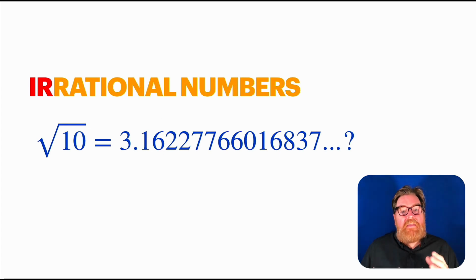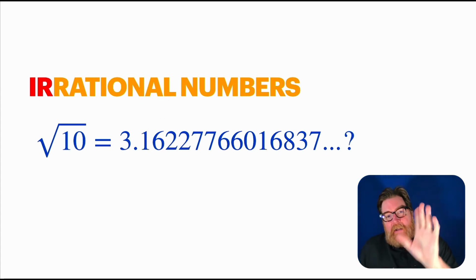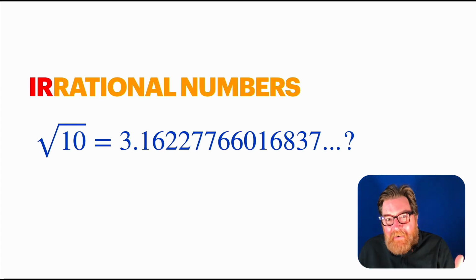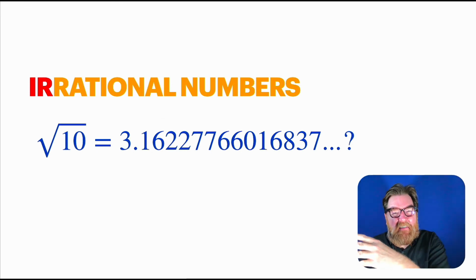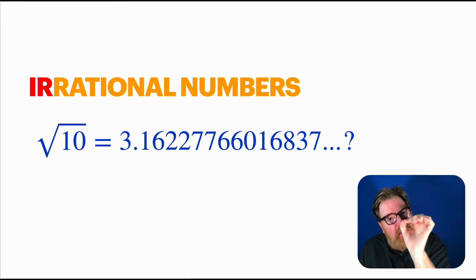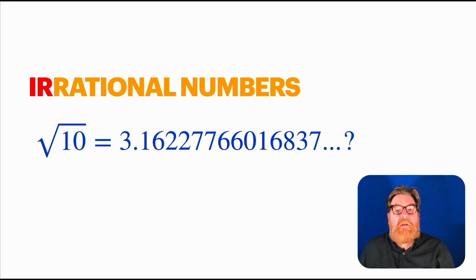Oh, wait a minute, I do need to tell you this. Even though they're so weird, like they go on forever and you never know what's coming, there's still an exact spot on the number line, right around 3. You can see it in the number, just a little bit to the right of 3. That's where square root of 10, this number, that's where it lives.